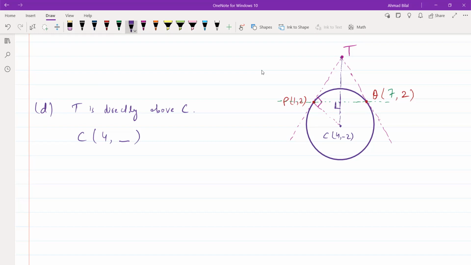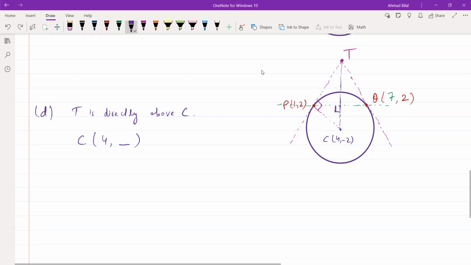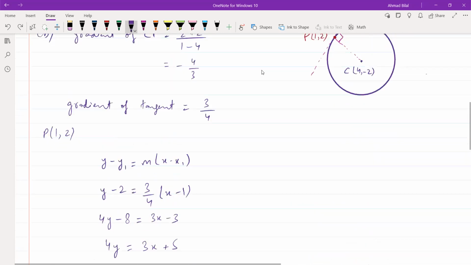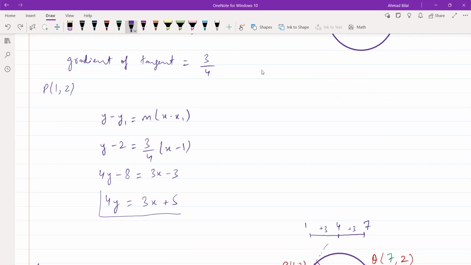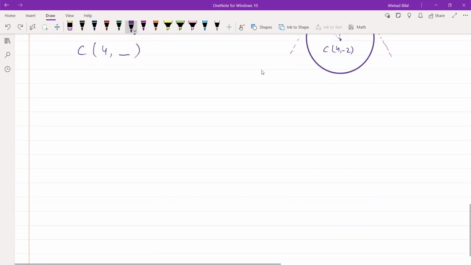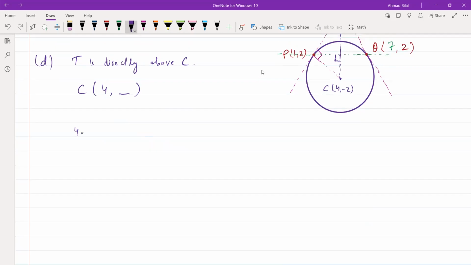Since the point T lies on the tangent passing through P, we already found the equation of the tangent before. We got 4y equals 3x plus 5. This was the equation of the tangent, which in this case you can say is the equation of the line PT.